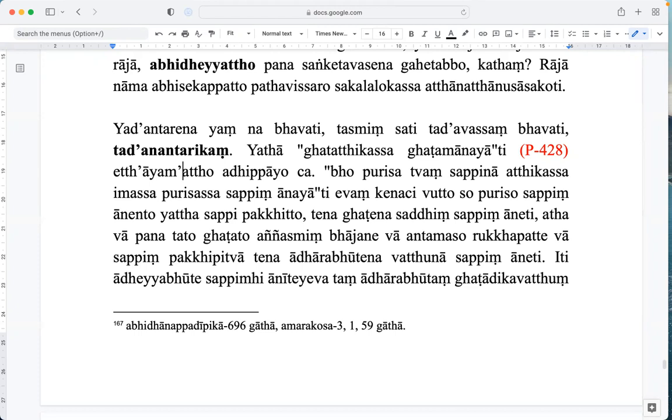So for that one: Bhobhurisa, Duan Sabina, Atikasa, Imasa Bhurisa, Sabi, Aniya, Ewan Kinaji, Voto. Bhobhurisa, old man. Duan Sabina, Atikasa, Imasa Bhurisa, for this man who needs ghee. So Sabi, Aniya: when one asks to bring ghee. Ewan Kinaji, Vodho, so being said in this way by someone. So that man, Sabi Anendo, carrying ghee.